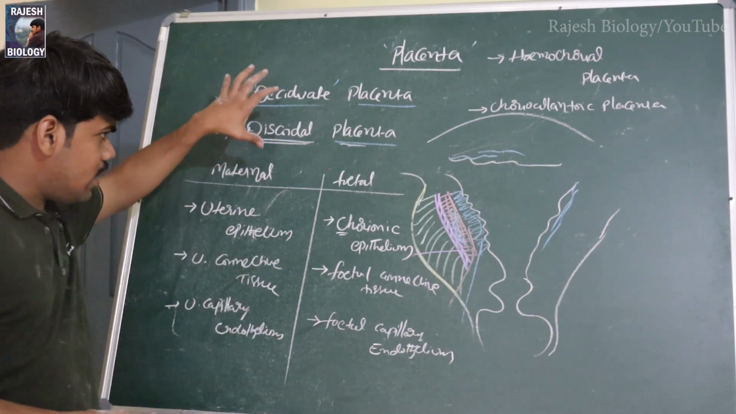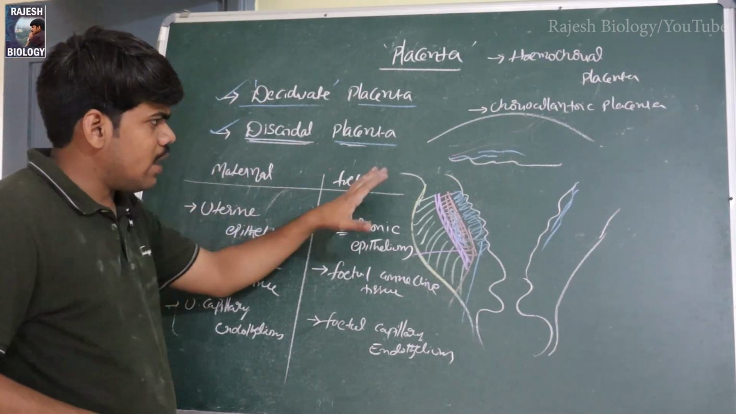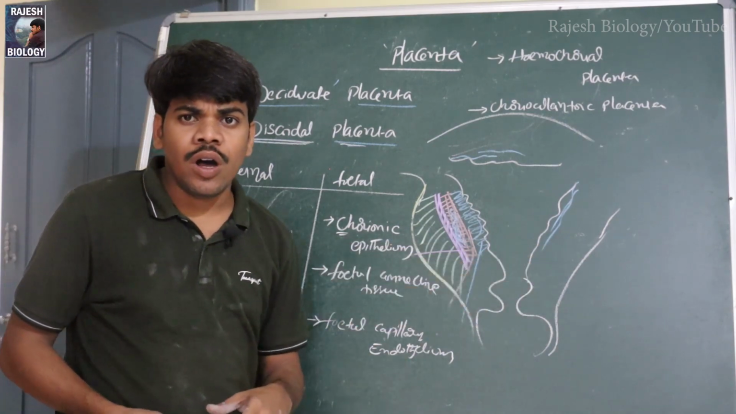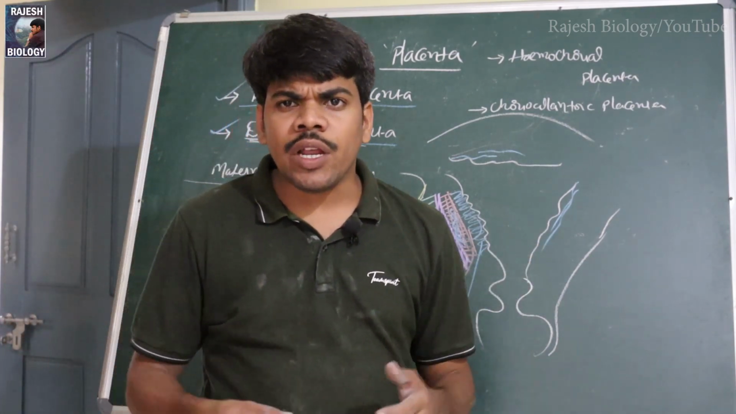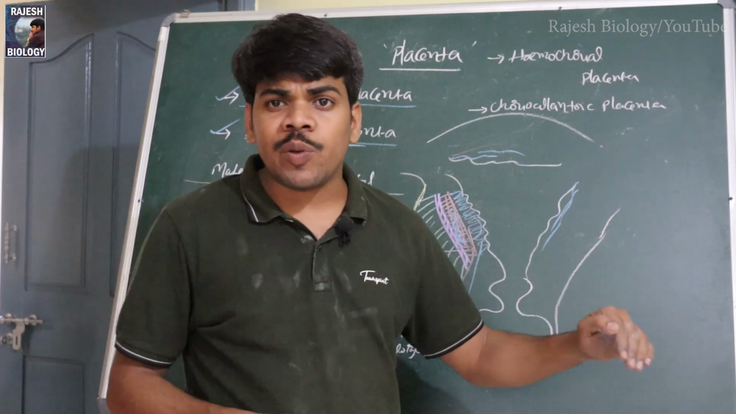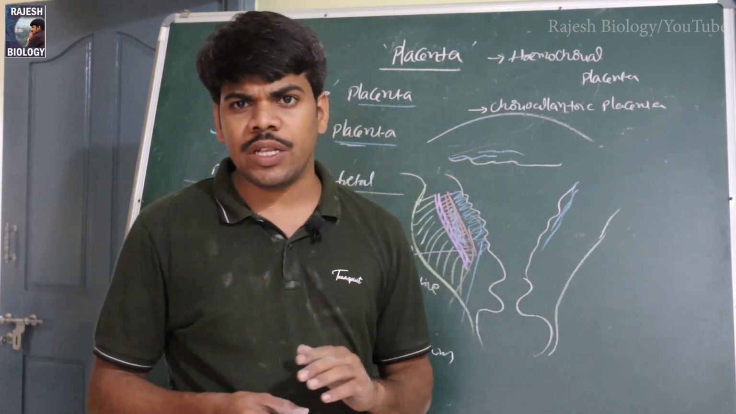Okay, I'll erase these differences in this diagram. Then I'll let you know how the placenta is formed. Then automatically you will know why it is called chorioallantoic placenta and why it is called hemochorial placenta also.